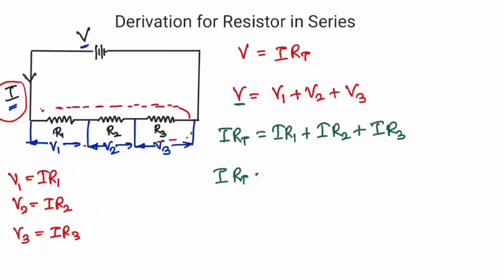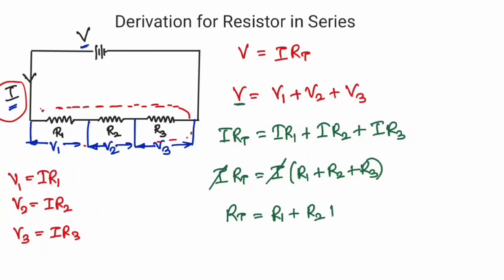So IRT, if I take I common, would be I times R1 plus R2 plus R3. I will get cancelled out. The total resistance in series is R1 plus R2 plus R3.